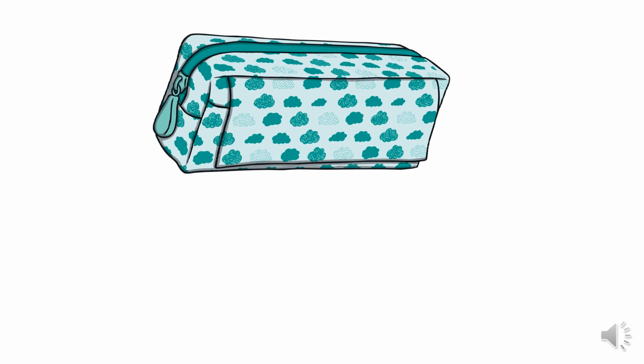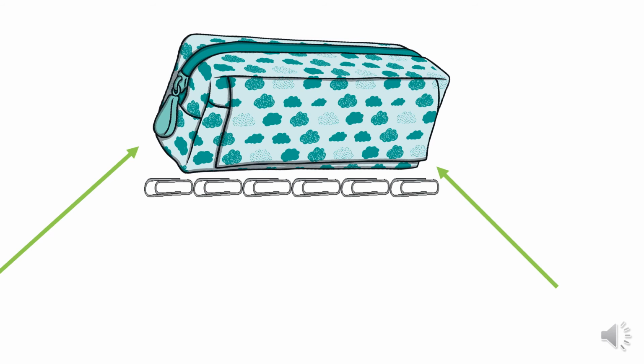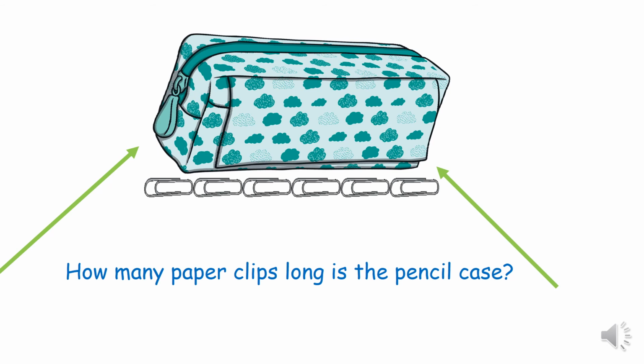Remember, we need to start measuring from the edge. So we're going to use our paper clips all across the length and stop here. Let's put our paper clips down one by one and see what it looks like. Good, we've done that. And we've made sure they are as straight as possible. Let's count how many paper clips we used. Fantastic. The pencil case is 6 paper clips long.